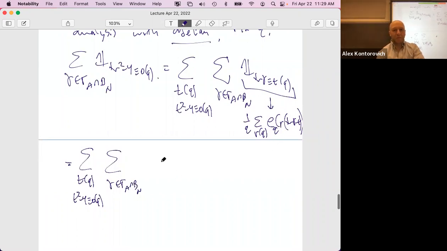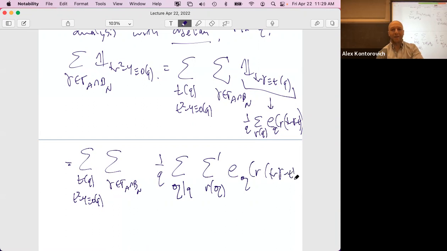Okay, so I sum 1 over q, and then over all of the possible divisors, let's call it q', a divisor of q, and then r mod q', coprime to q', e_{q'}(r trace gamma minus gamma). I haven't done anything. I've just grouped these by what the lowest terms are, r over q.